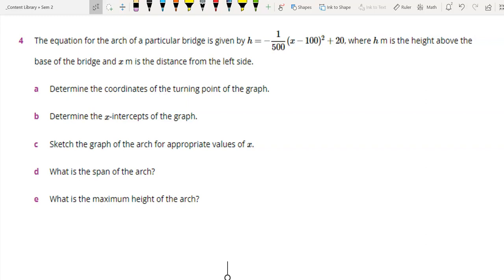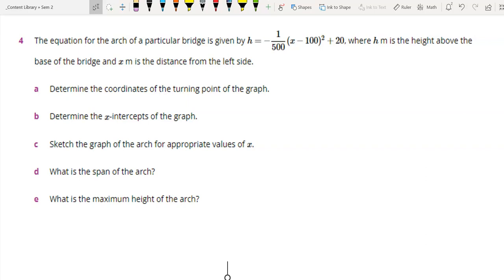It makes sense, right? What's the turning point of the graph? Negative 100 means which way have we moved the turning point? 100 units to the left, or right, sorry. My left, your right. And how far up? 20. So the maximum height of the bridge is 100 metres along and 20 metres high. We're going to look at examples of that type, where we can look at a function and go, oh, you can solve that reasonably easily. That's where we're going next week.